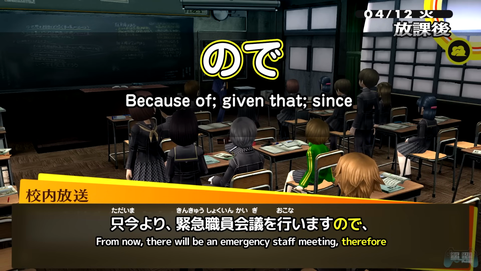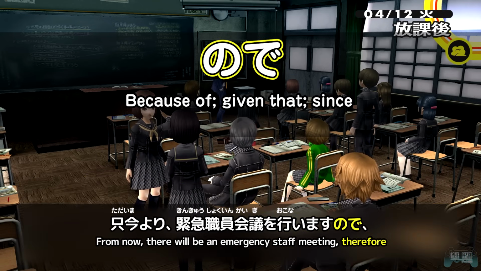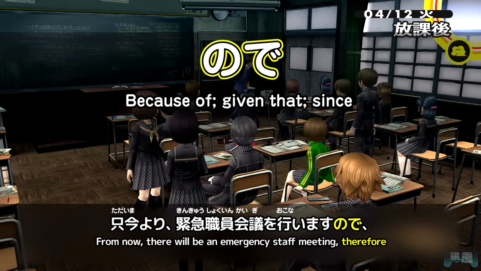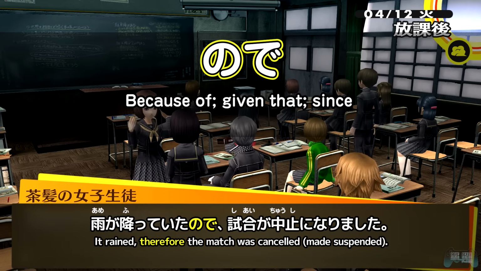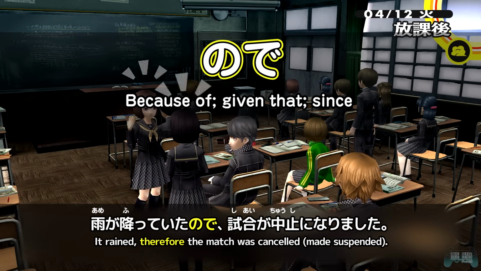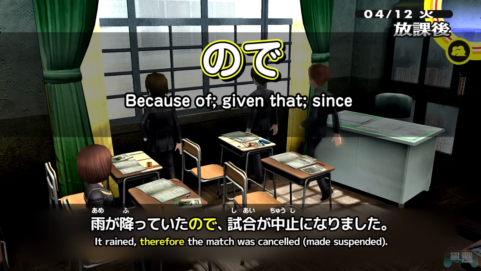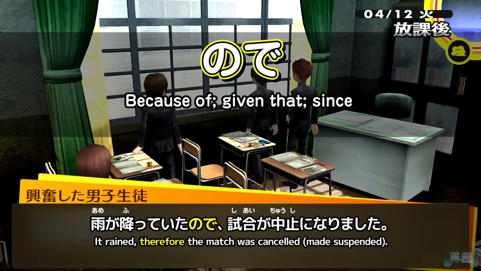No de, because of, given that, and since. This grammar is used to explain a reason or reasoning for an action. The reason is given before no de, with the new action after. For example, 雨が降っていたので、試合が中止になりました. So the first part is explaining the reason why the second part happens.